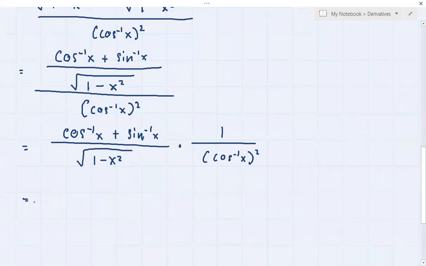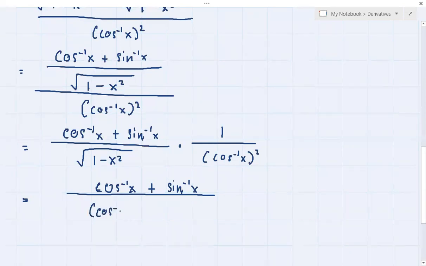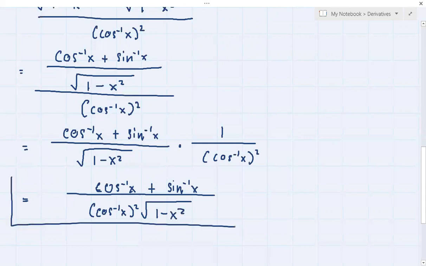So multiplying them together, you will have this answer, which is arc cosine plus arc sine all over the square of arc cosine times the square root of 1 minus x squared. So ang final nating sagot. If you think there's another way to simplify this one, then you are free to do it by your own, as long as it is correct.